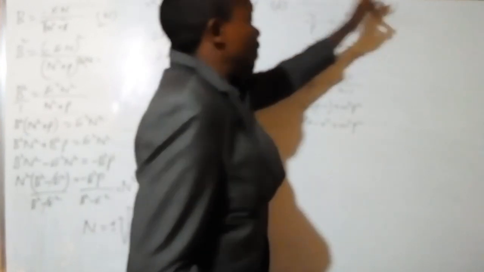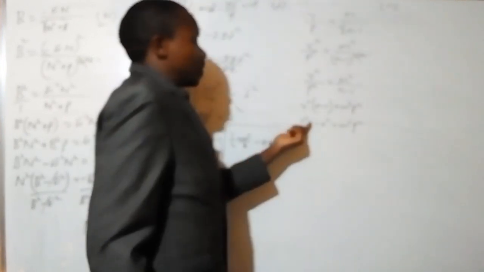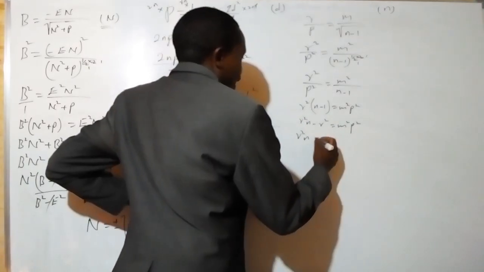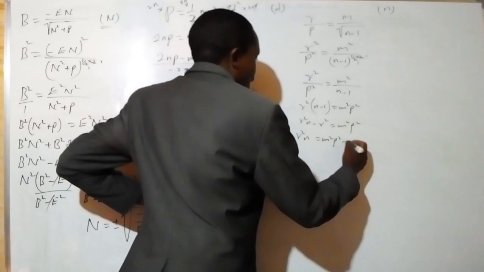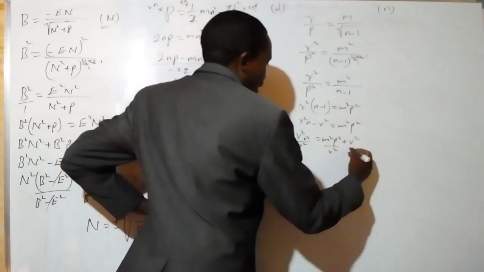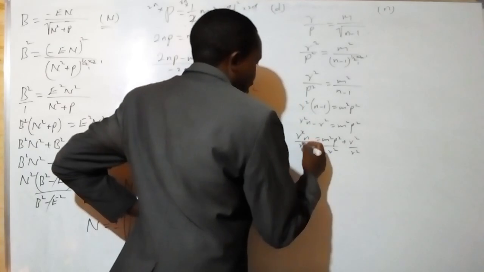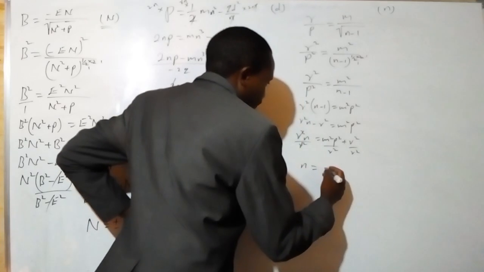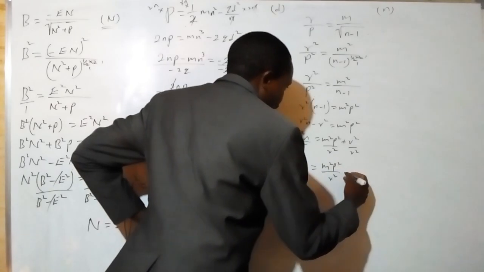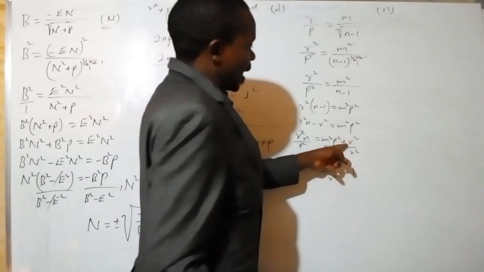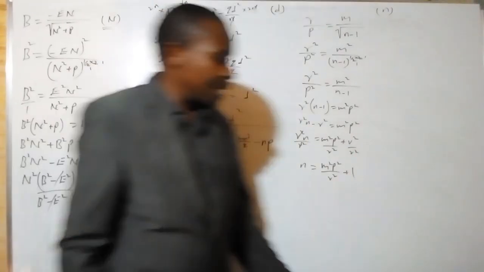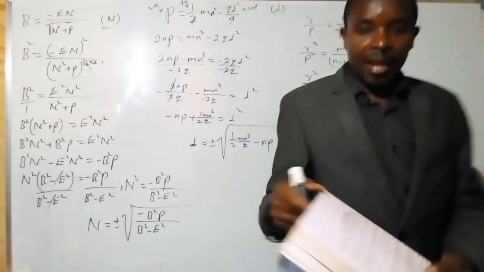We are making n the subject of the formula. You leave the terms with n on our left hand side. R squared n is equals to m squared p squared plus r squared. You divide by r squared, and n is equals to m squared p squared all over r squared, plus 1, since r squared over r squared cancels to give you 1. That is the correct answer for that question.